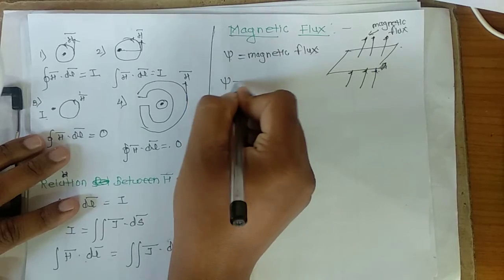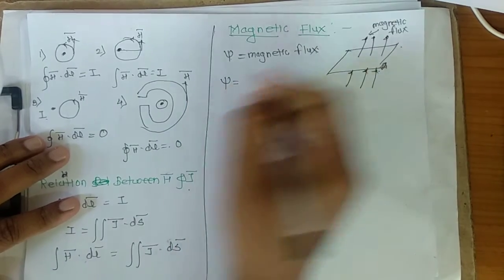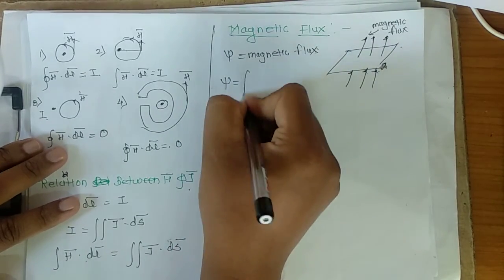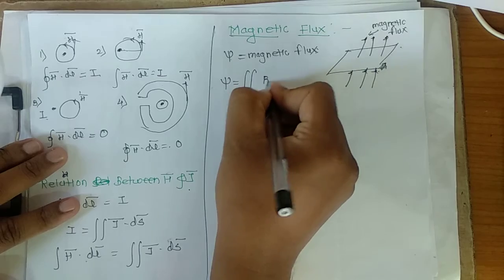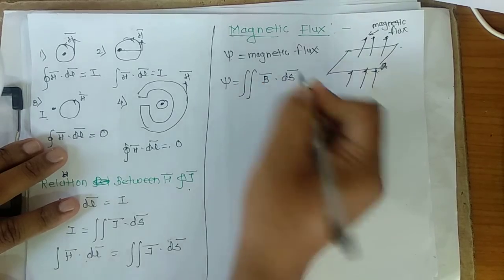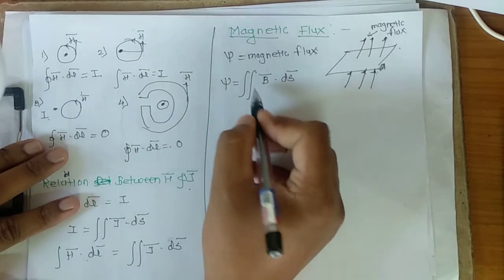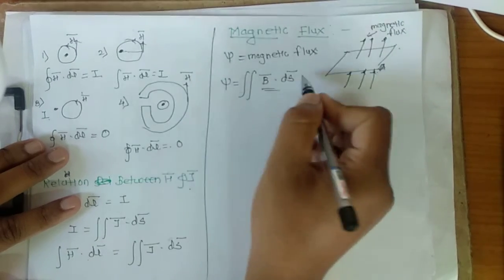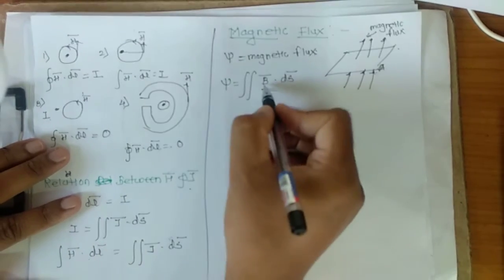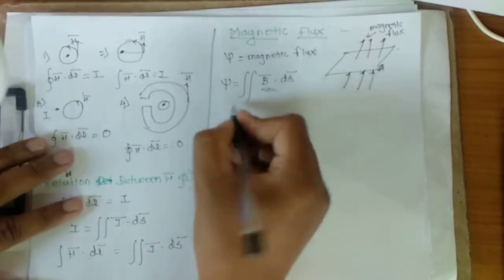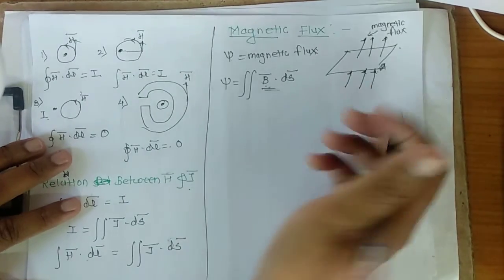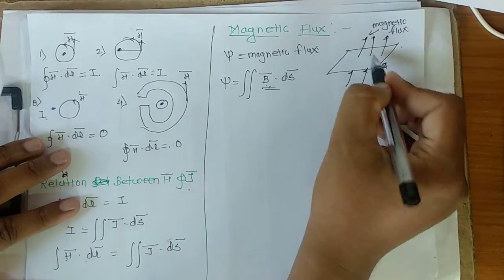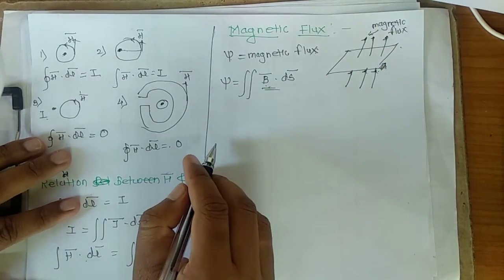Now how to relate it with the magnetic flux density? Psi is related as follows: this is a surface, and how much magnetic flux is passing through that surface is equal to B bar dot ds bar. Very simple. And this B bar, don't jumble it, is the magnetic flux density. Density means how much flux is passing through that surface. So we'll take one problem on that.